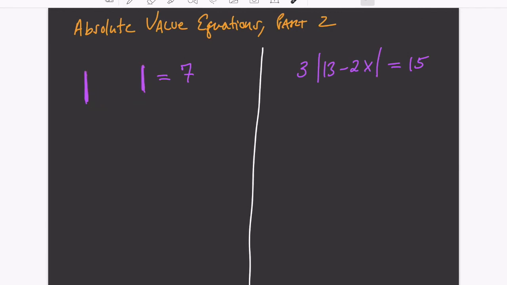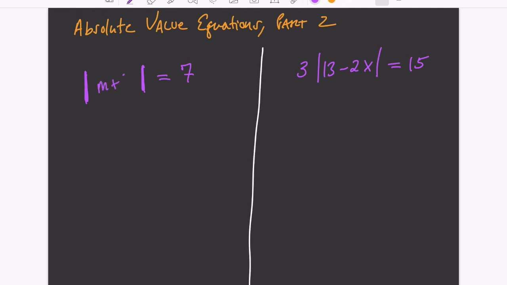So this could be two possible values, right? Whatever's in there could be 7 or it could be -7, right? Because if you have the absolute value of 7, that's equal to 7, but the absolute value of -7 is also equal to 7. So there's always two possibilities. It doesn't matter what's in there.